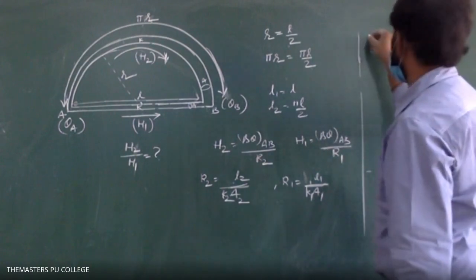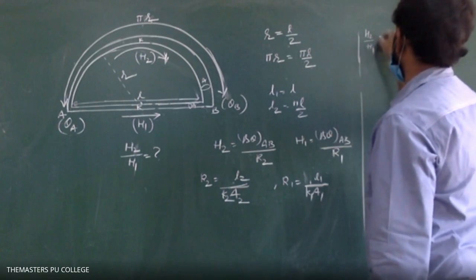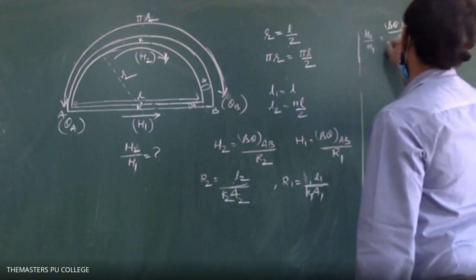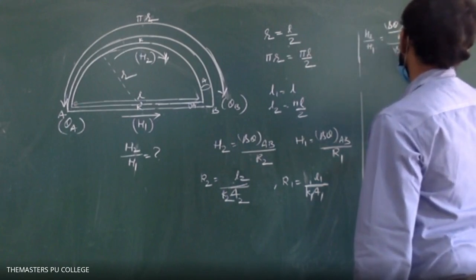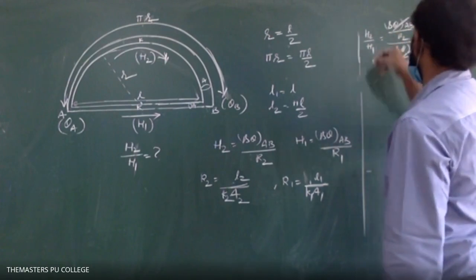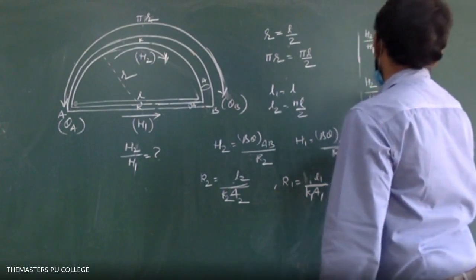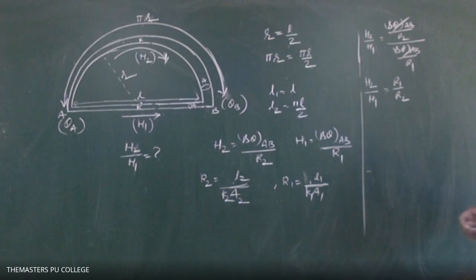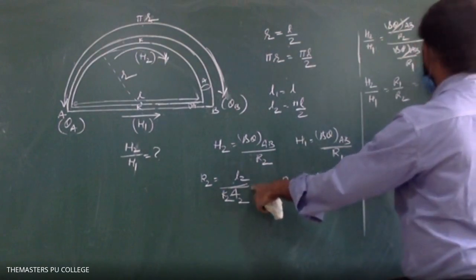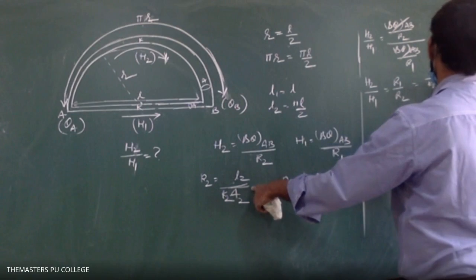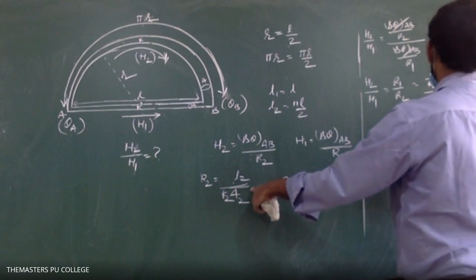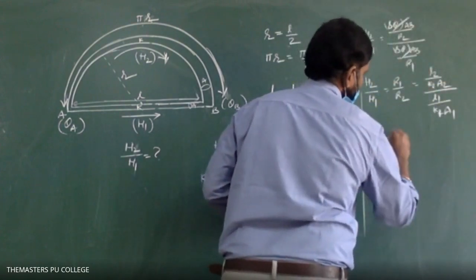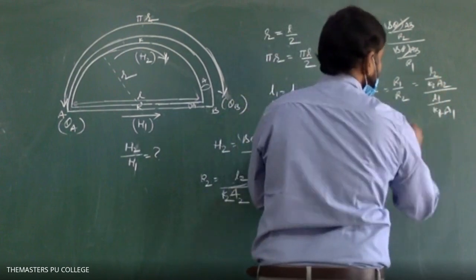Okay, so therefore, H2 divided by H1 is equal to delta theta of AB divided by R2, divided by delta theta of AB divided by R1. This gets cancelled. H2 by H1 equals R1 upon R2. R2 equals L2 divided by K2 A2, divided by L1 divided by K1 A1. So then I can write H2 upon H1 is equal to L2 by L1.